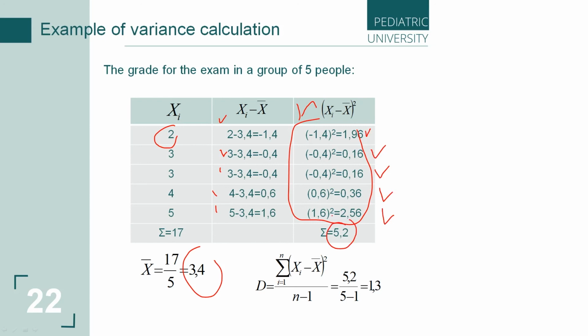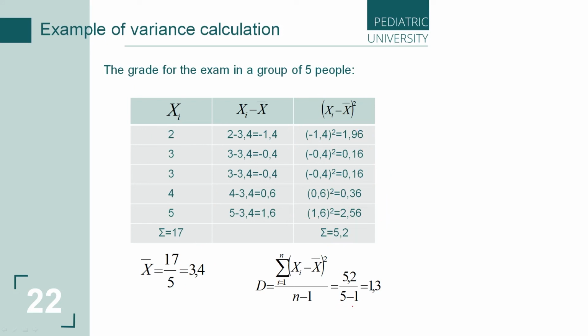Since the sample is small, we must divide it by what? By n minus 1. So this sum we divide by 5 minus 1, because our sample is small. The number in our sample is less than 30. So the sample variance of this sample is 1.3. The sample variance is 1.3. Another example.